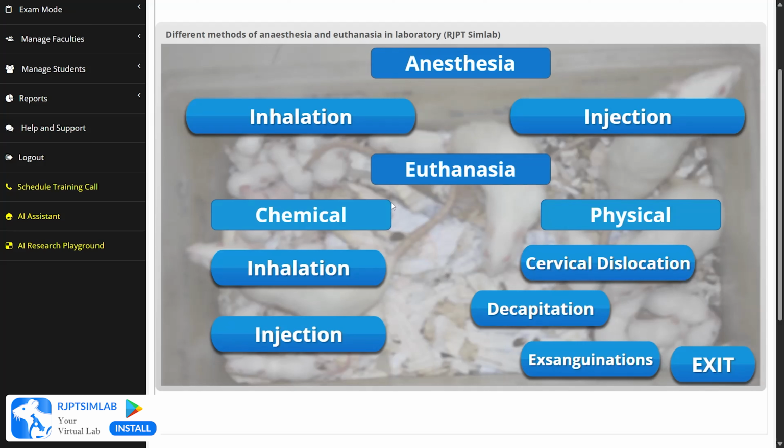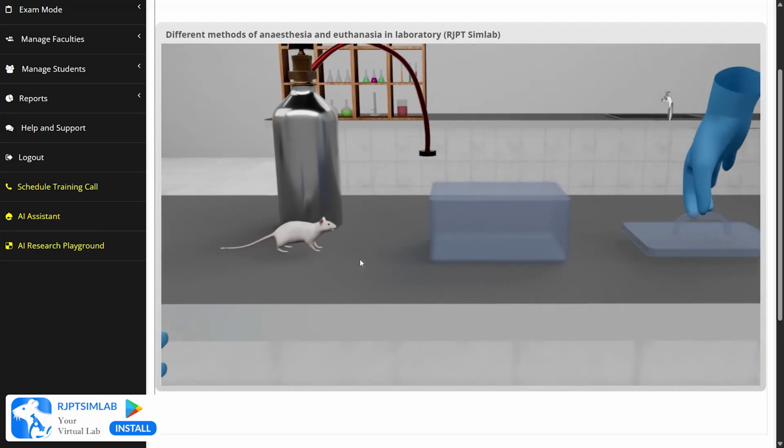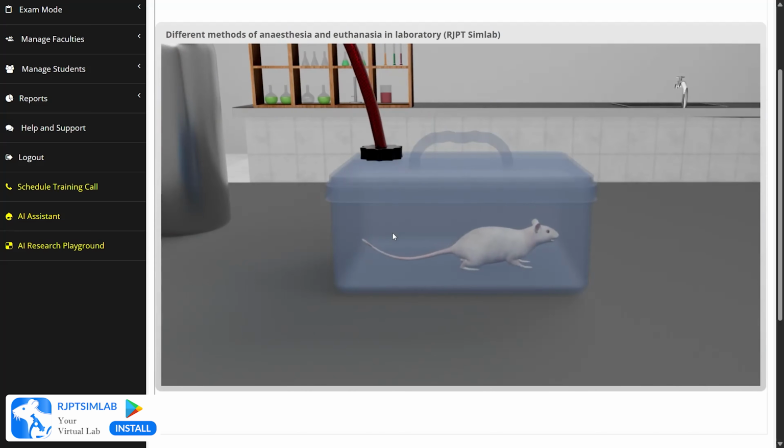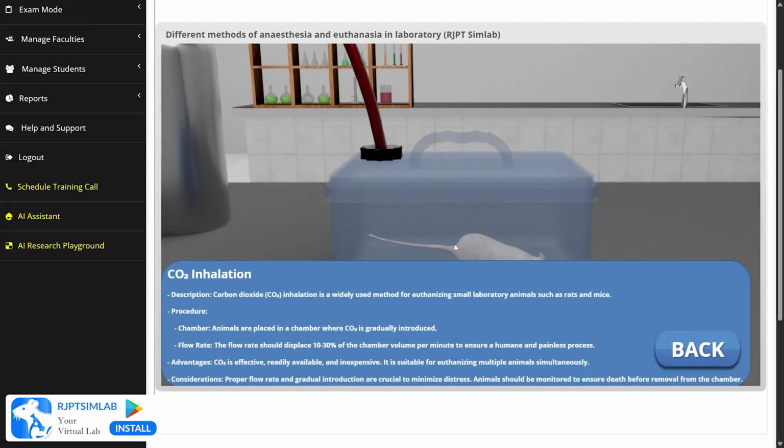As we know, there are two types of euthanasia process. First is the chemical method and second is the physical method. Let's see the chemical method of euthanasia. At first, we have the inhalational method. The inhalational method of euthanasia is like, first we need a container inside of which the animal is placed, and then we need a gas cylinder which provides the euthanizing gas, which is used to euthanize the animal.